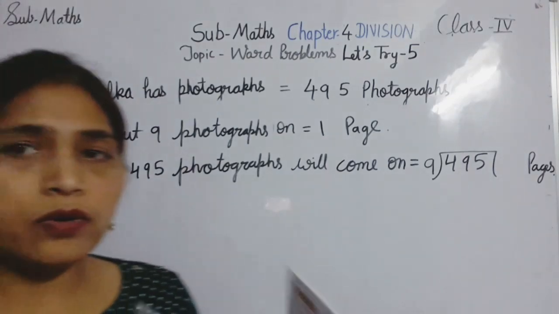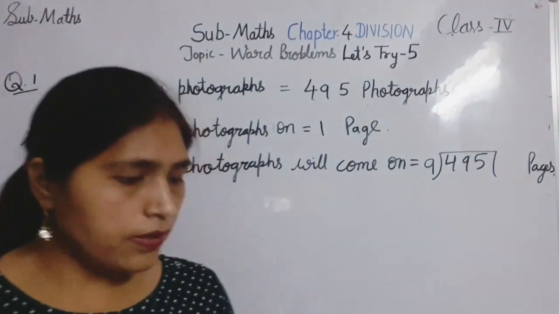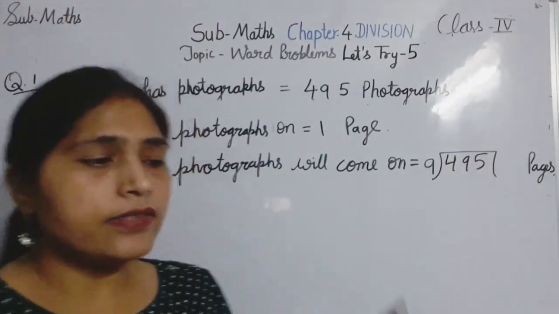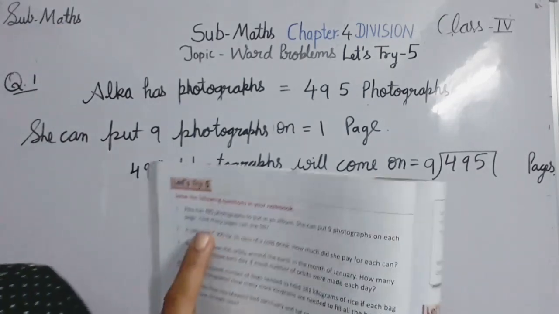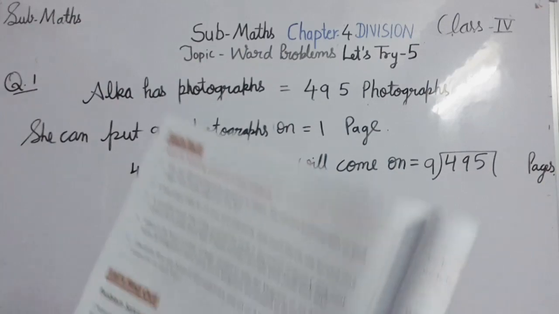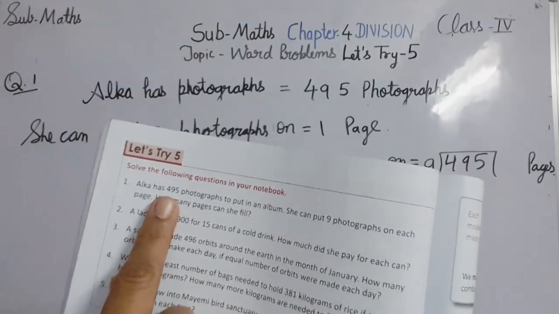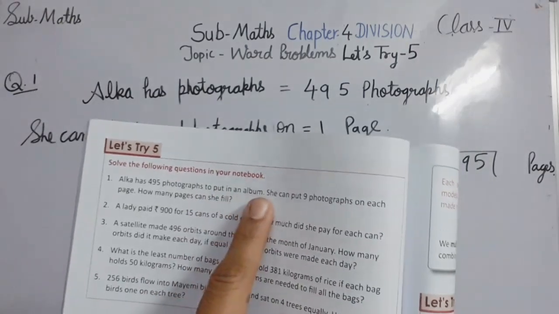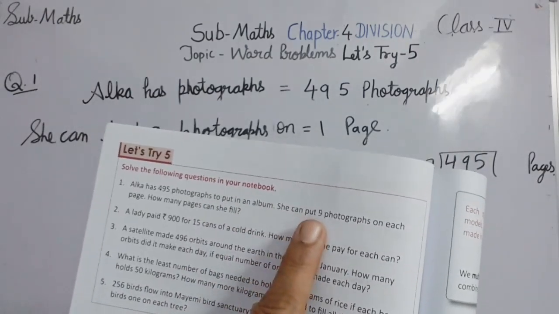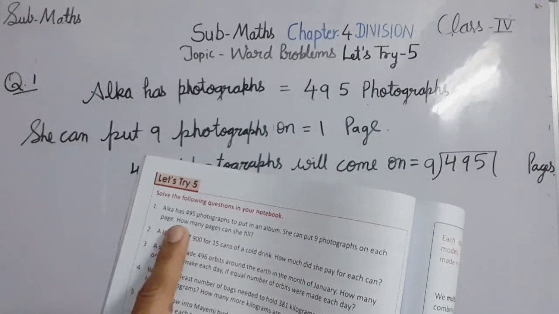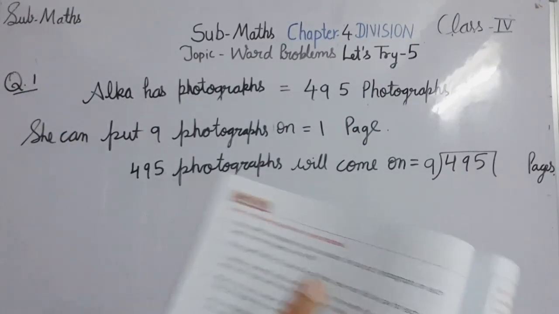This is your course book, and the page number is 72. Page number 72 of the course book, and Let's try 5 I am doing. So what is your first problem? Let's read with me. Alka has 495 photographs to put in an album. She can put 9 photographs on each page. How many pages can she fill?